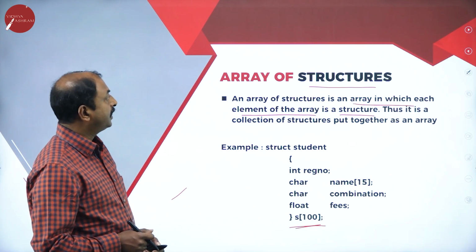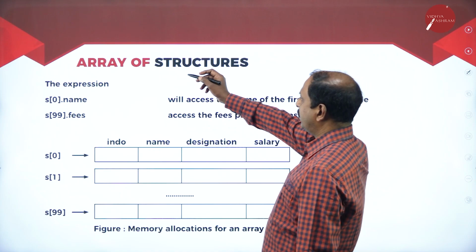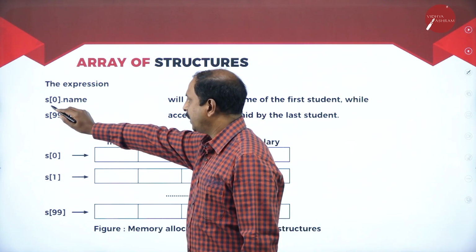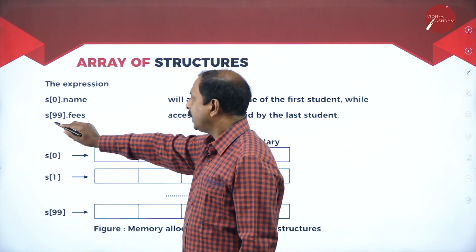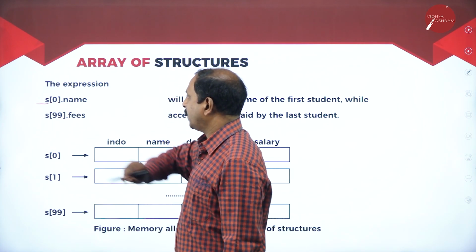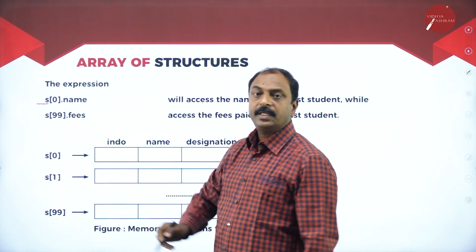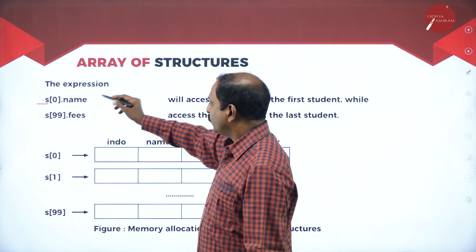Now, let us see the next slide. It is array of structure. As we have seen in the expression, 0 is the first index of an array, and 99 is the last index of an array. Here S is nothing but your structure variable. So, S of 0 is the first structure, at index 0. It has one structure.